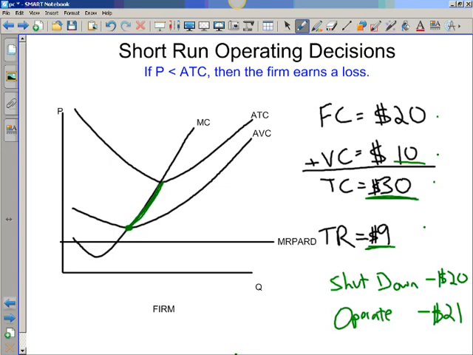Should the price fall all the way down below the average variable cost curve, in other words, if the price was less than average variable cost, the firm should shut down altogether because it would lose less money by shutting down than by being open and paying people to work, for example, and not even receiving enough revenue to cover their wages.